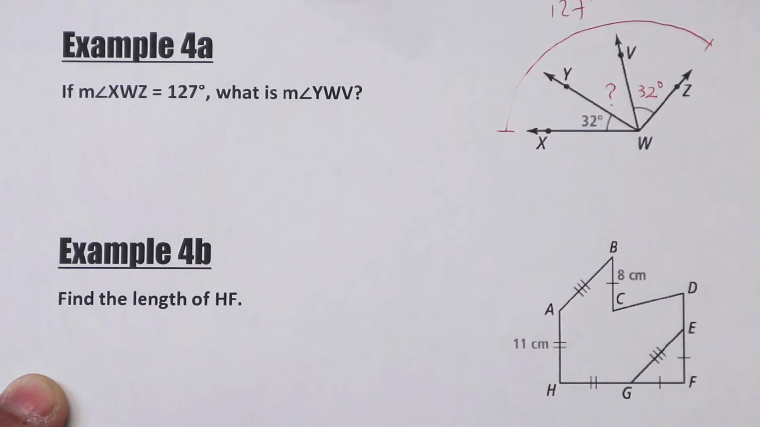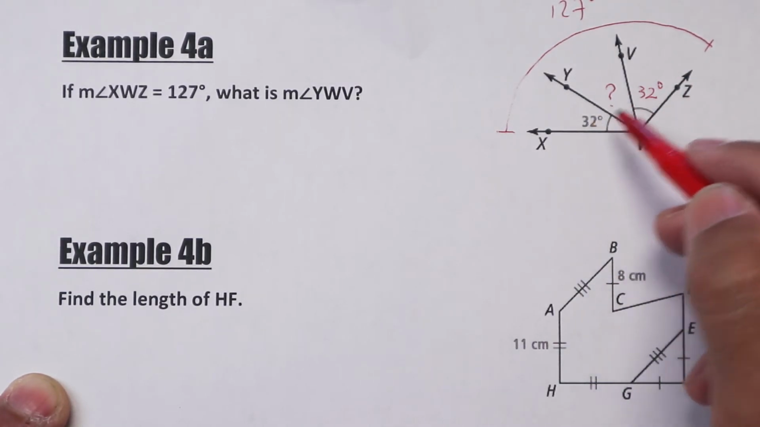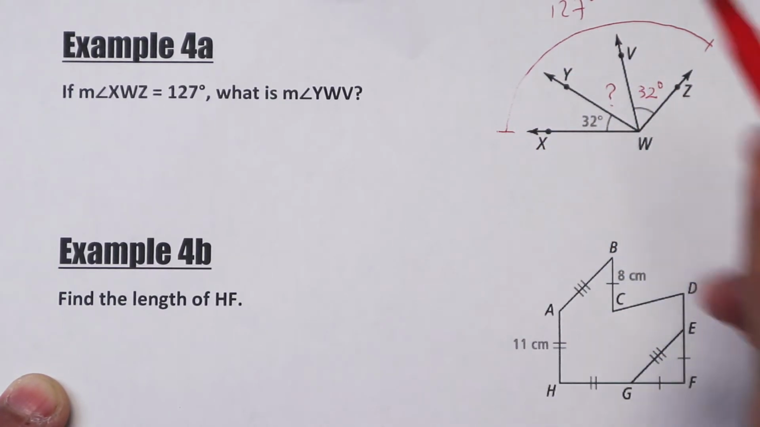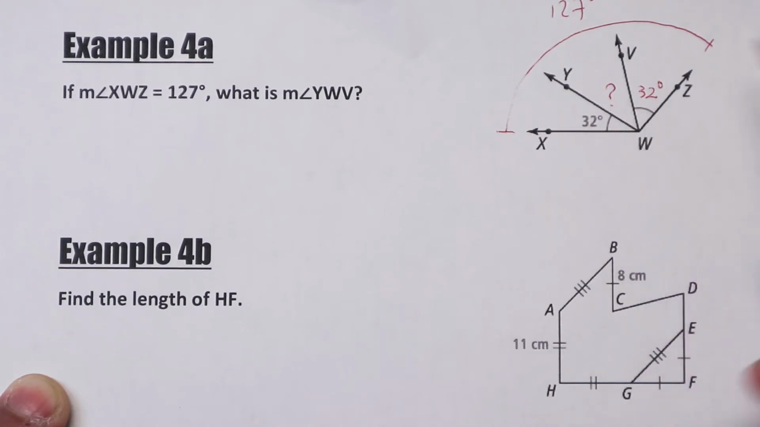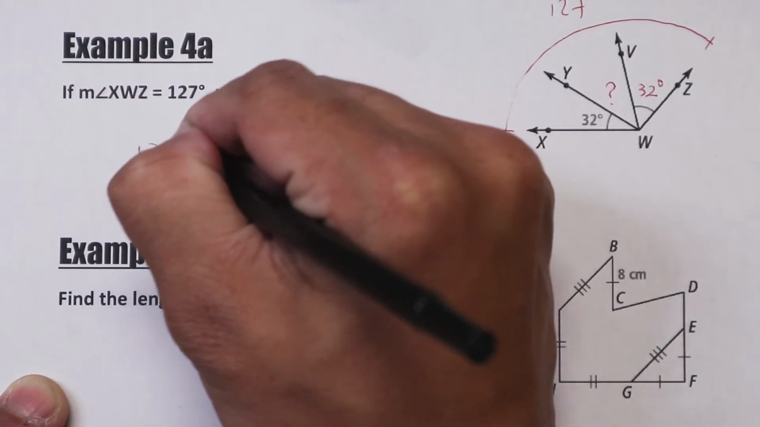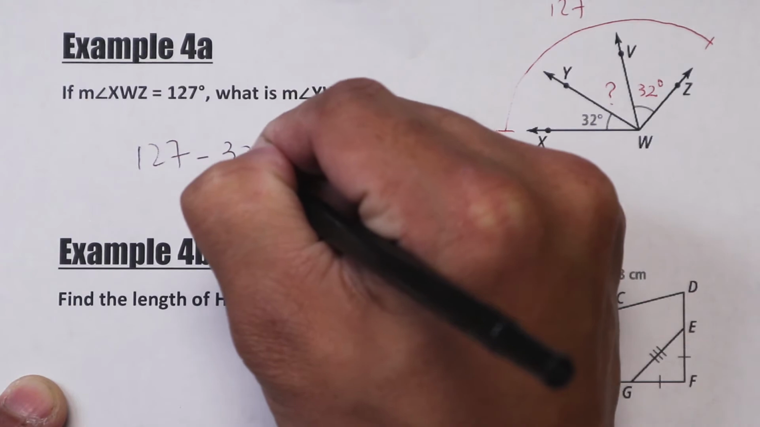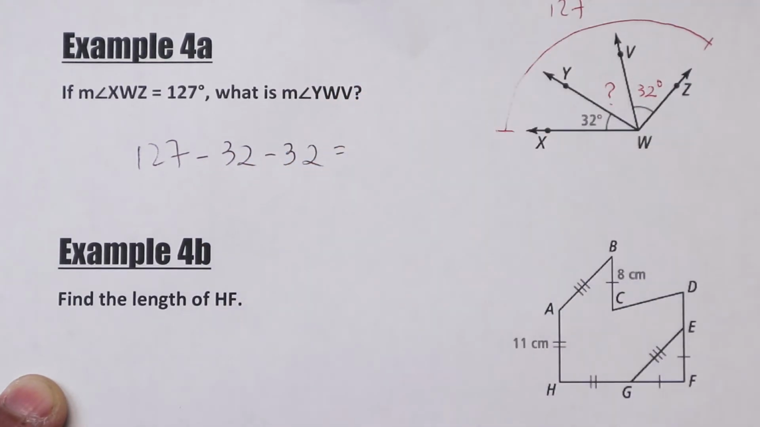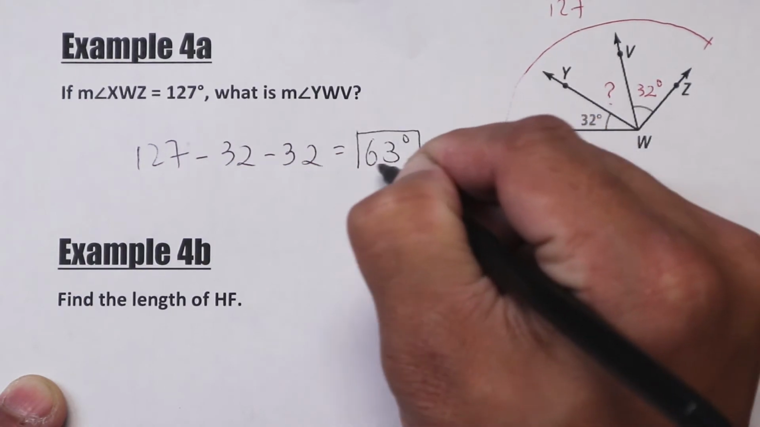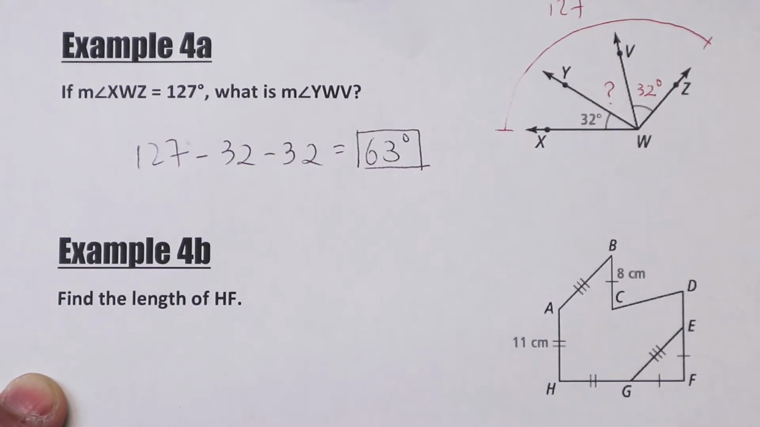Then you just have to find out what this is. Now remember, don't you agree that if I were to add these 3 little angles, that's the same as the measure of the largest angle? So all you have to do is take 127 and subtract these 2, and you get the remaining part of the angle. So you're going to do 127 subtract 32, subtract another 32, and that will equal your final answer. I'm going to use a calculator, and I get 63 degrees.